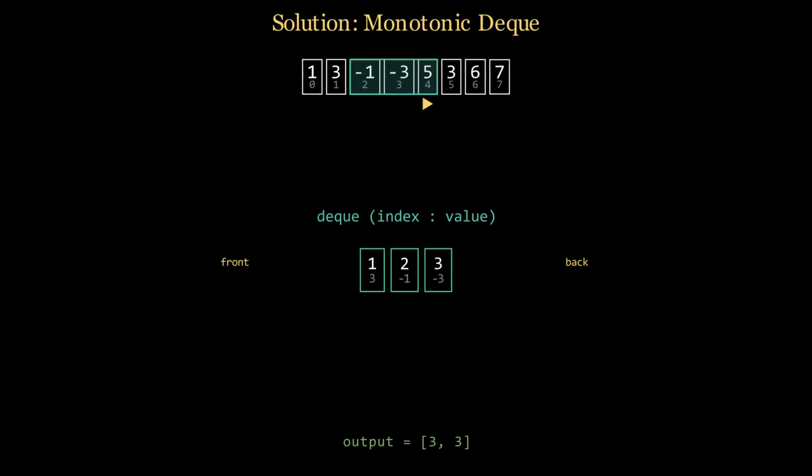Fifth element, value 5 at index 4. Index 1 has left the window, so we pop it from the front of the deque. Value 5 is greater than -3 and -1, so we pop them from the back. Then we push 5 to the back. Window max is 5, we add it to output.